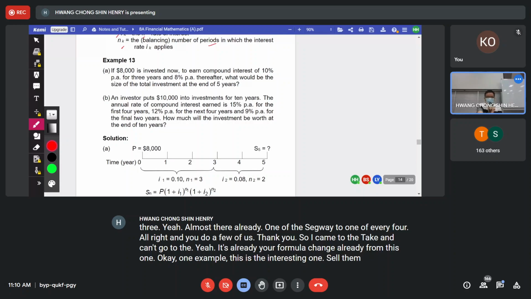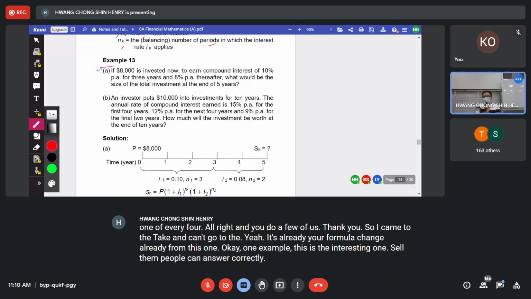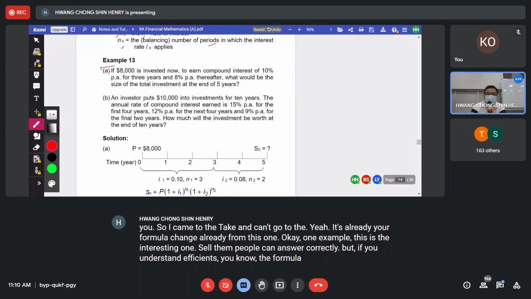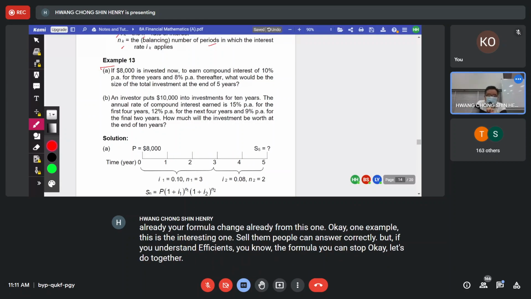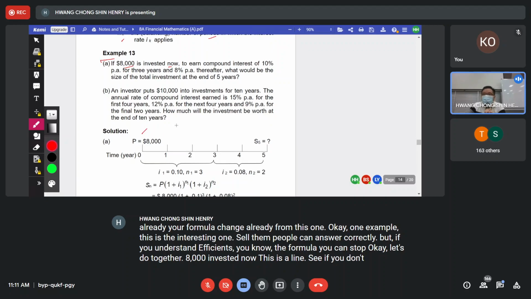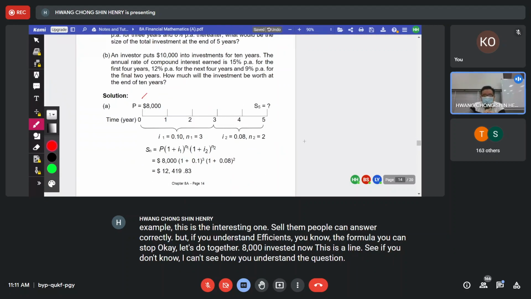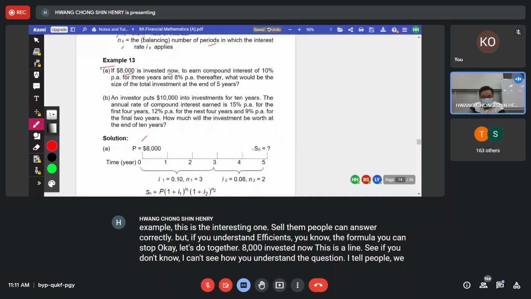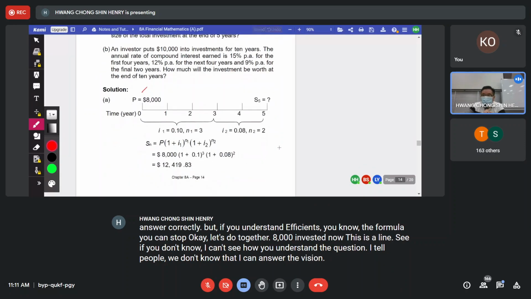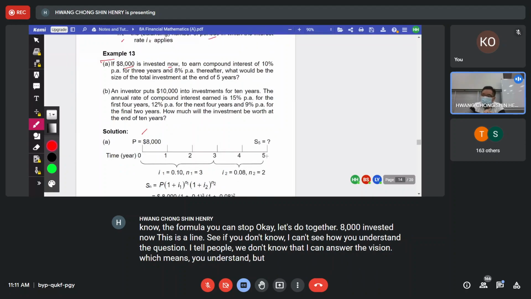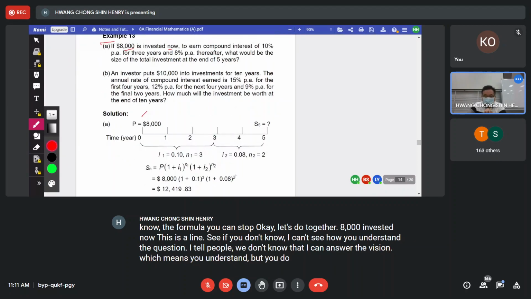Seldom people can answer correctly, but if you understand the questions and you know the formula, you can solve. Okay, let's do it together. 8,000 invested now. This is a line. If you don't draw a line, I can't see how you understand the question. But the line will help you to picture everything.